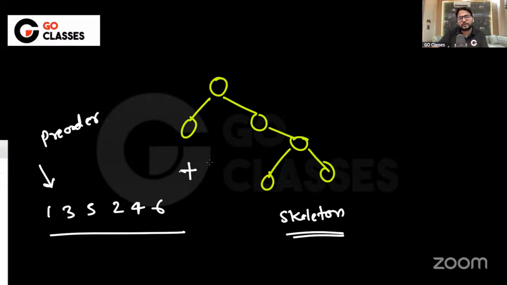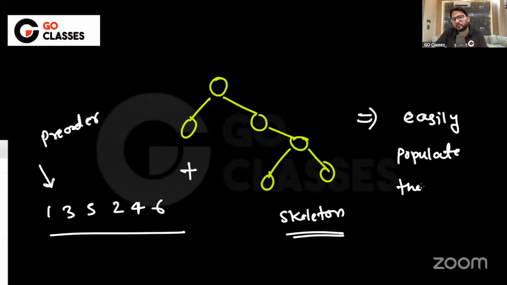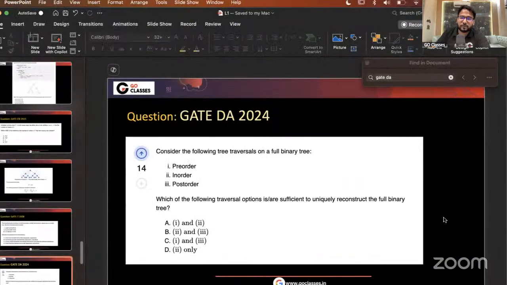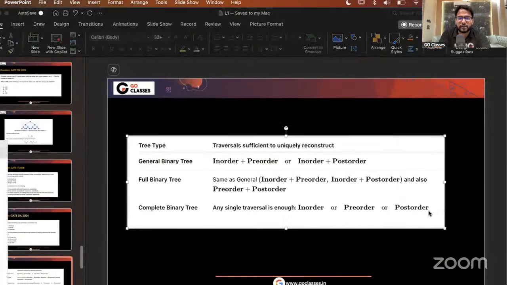See what I'm saying. From here you can easily populate the tree or skeleton, right? Is this okay to everyone? So basically in a complete binary tree, since the skeleton is fixed, that is why any one of the orders is also working. So just to summarize, I can write like this.